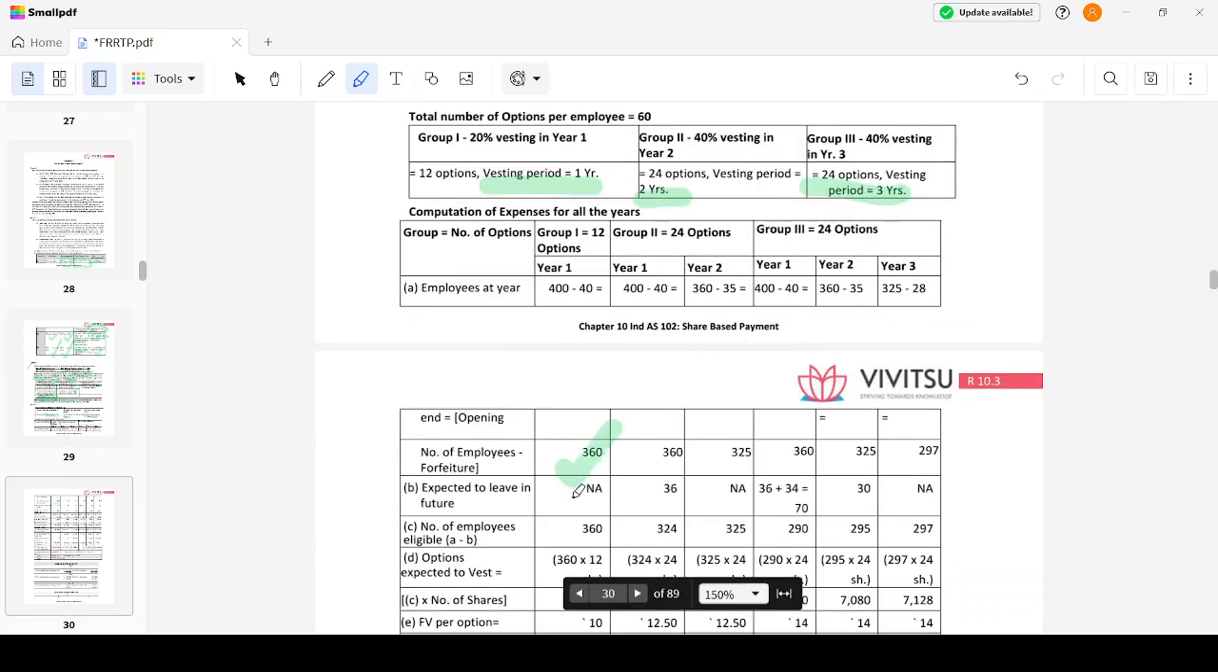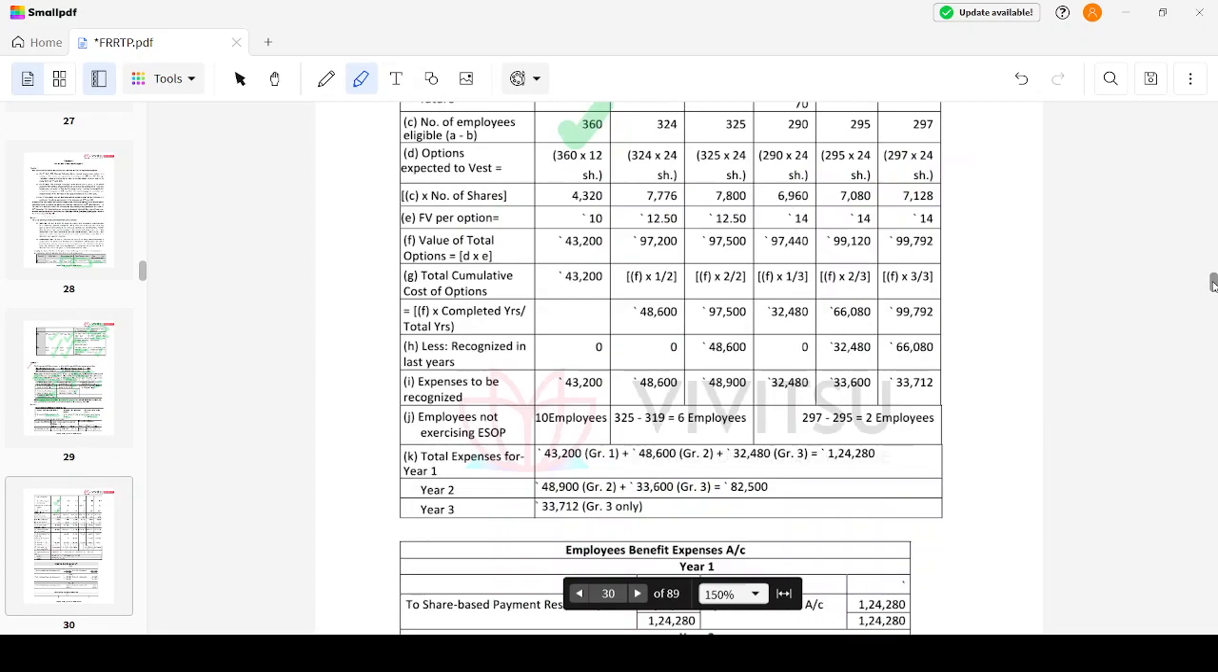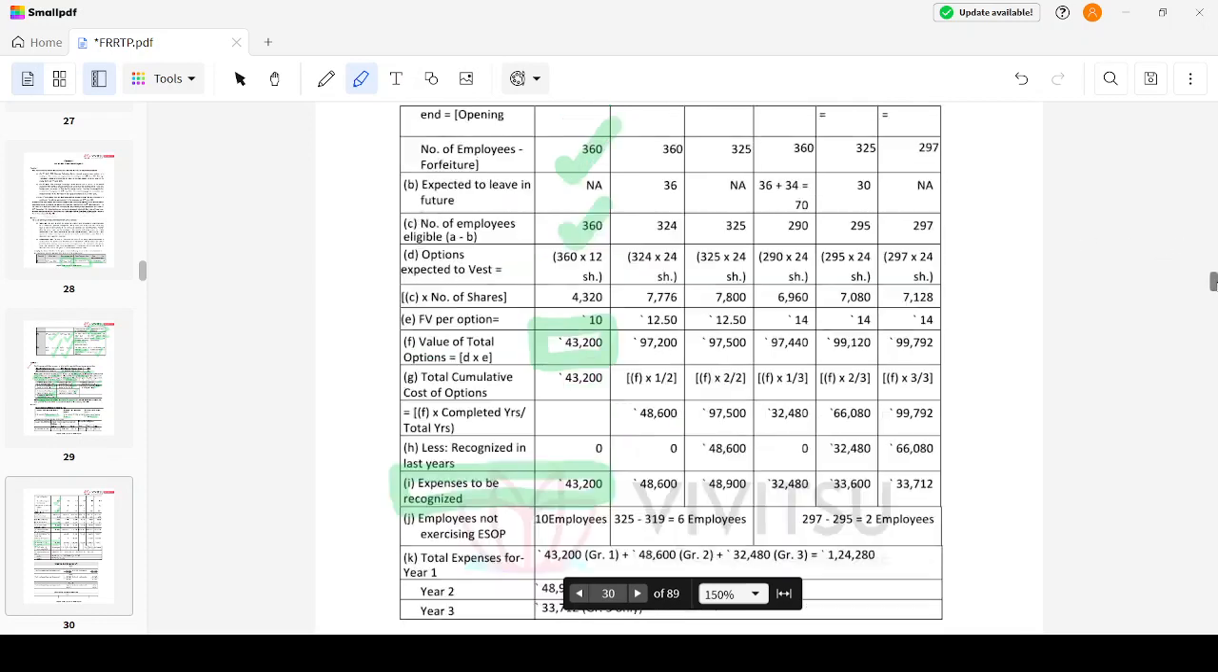Expected to leave, I'm not going to consider it because it is already vested. Number of eligible employees is 360. 360 into number of share options, which is 12, and value per option is 10. So 360 into 12 into 10 is nothing but 43,200. Expense to be recognized is 43,200. Clear? Now, let's move on to Group number 2.